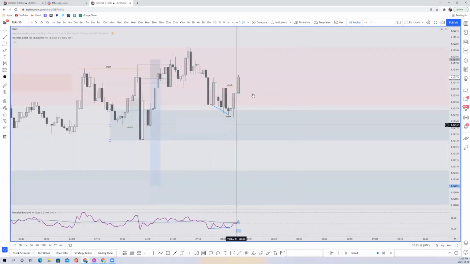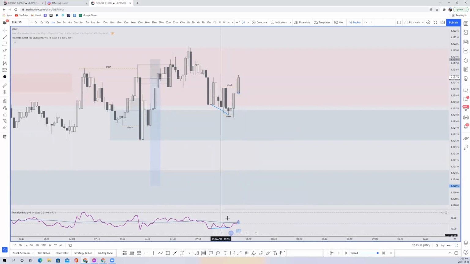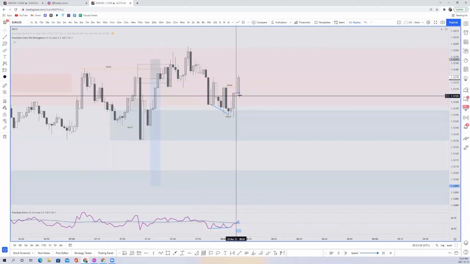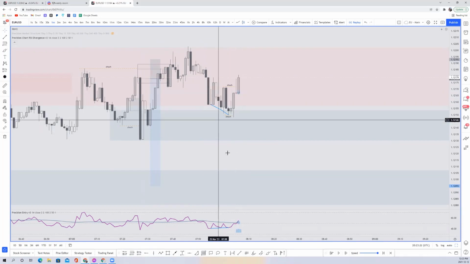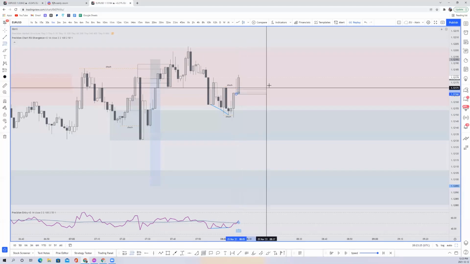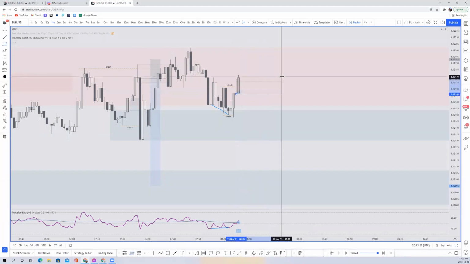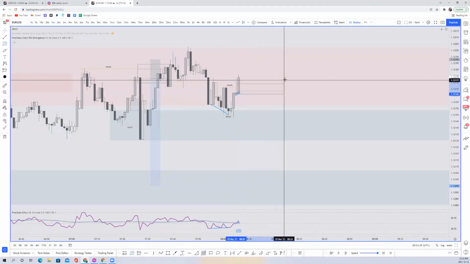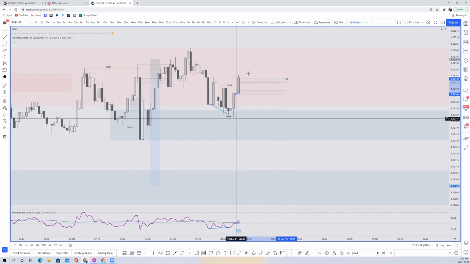So this right away gives me 2 POIs. POI 1 is this big doji thing. POI 2 would be right below it down here. Both would be valid, but I like to see what took out the reaction point. In this case, we didn't get a reaction point. It just came right through.